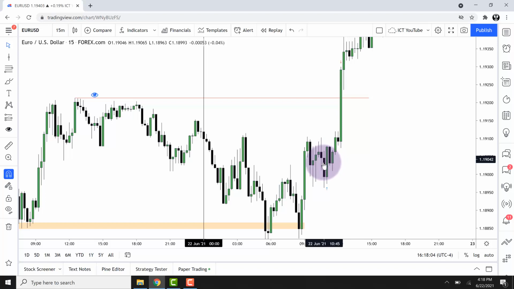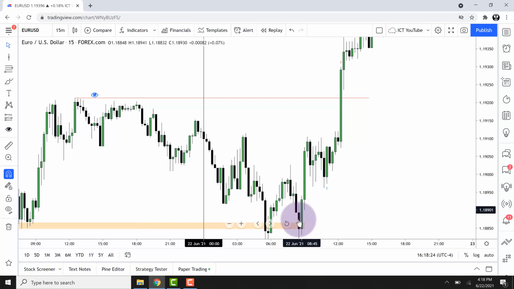Now, if you look at the opening price on this candle, it's essentially 1.19046, okay? So as the price hits that opening price again, I want to be buying there because I'm confident that we've already made the low for New York at that point right there after this run higher.